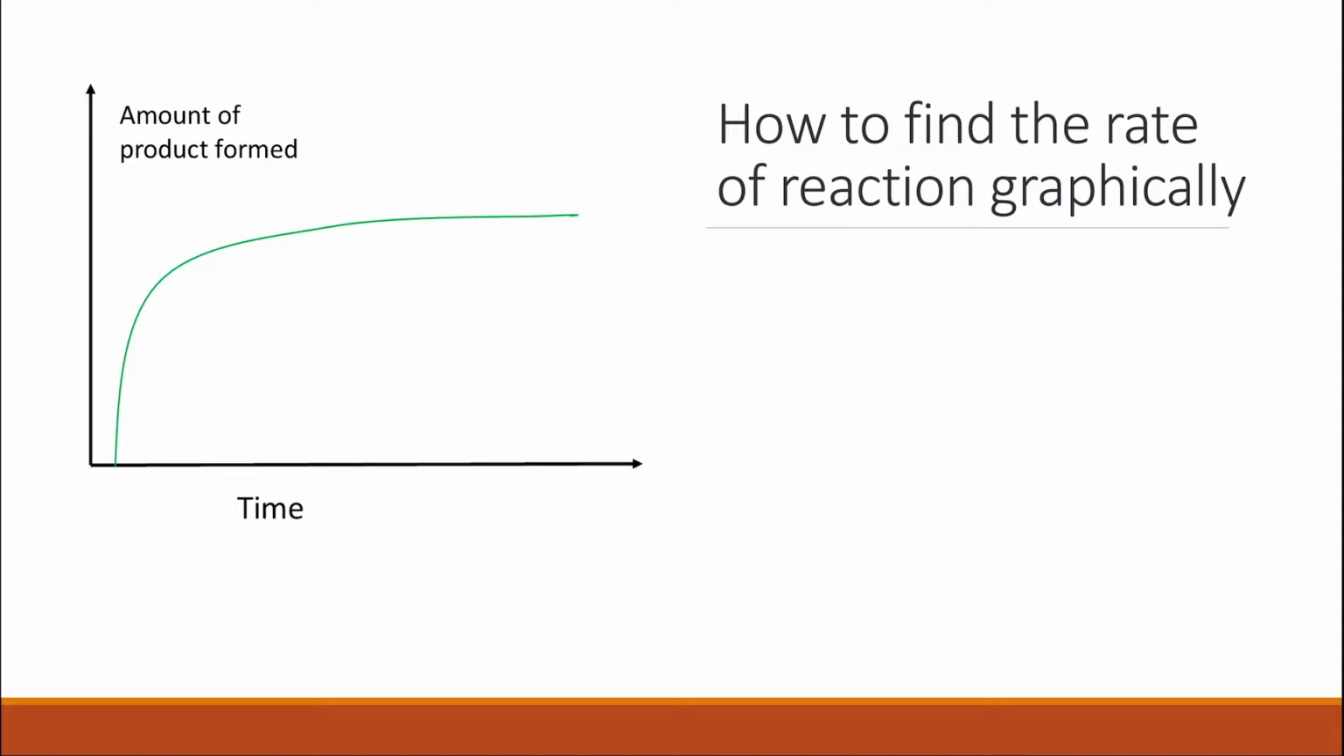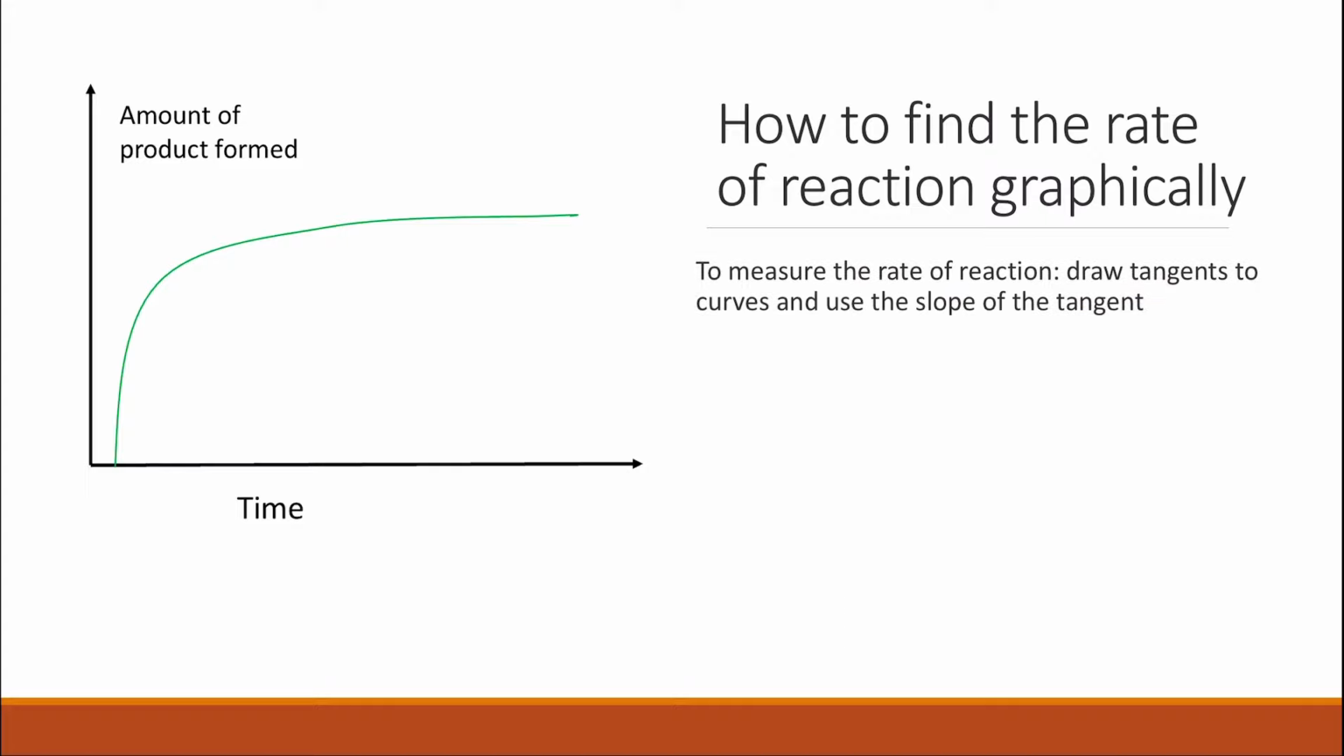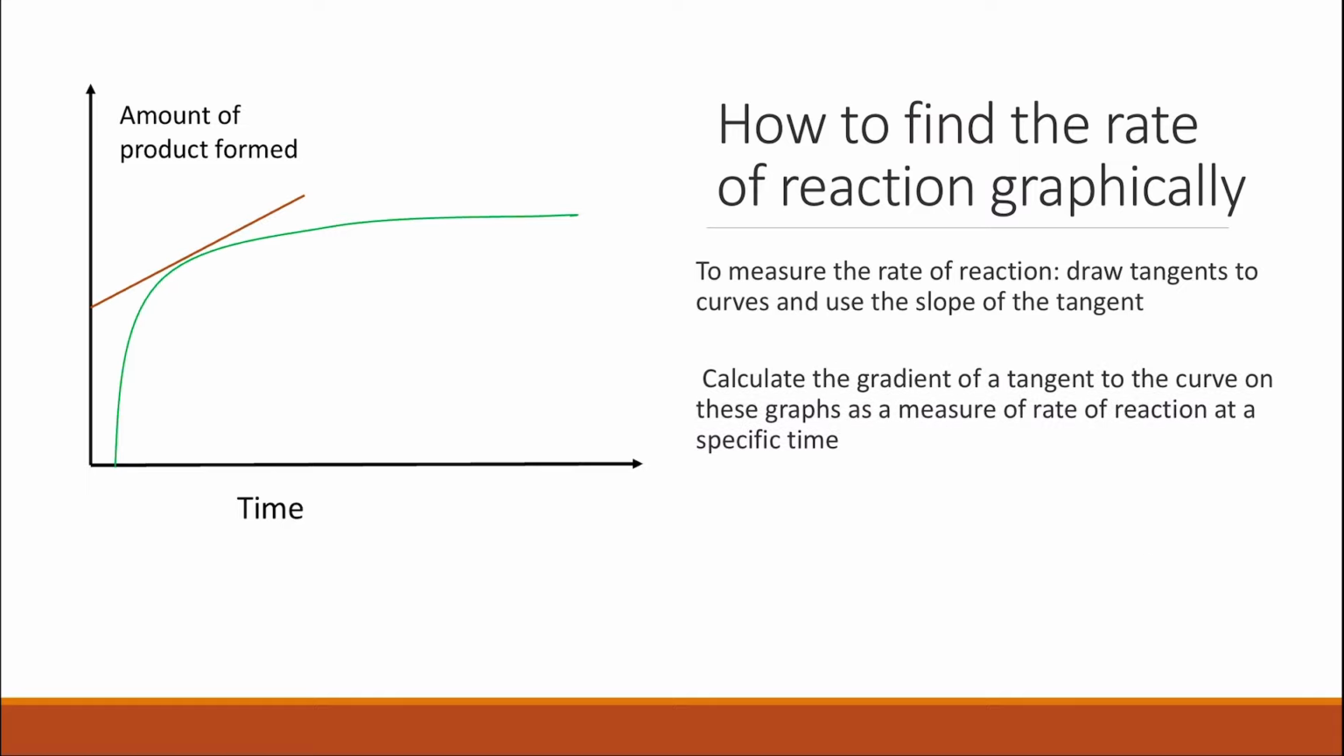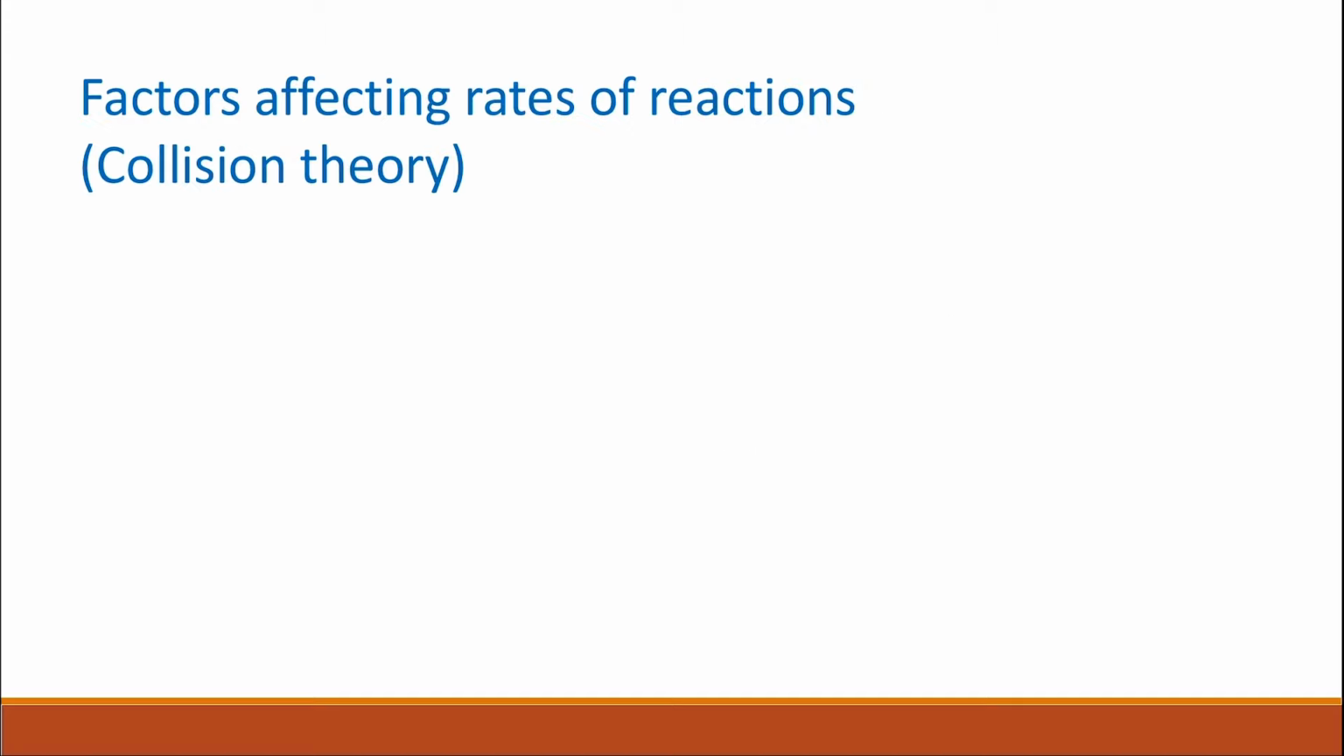You can also find the rate of the reaction graphically, and you can do this by simply drawing the graph which represents the change in the amount of product formed over time or the amount of reactant used up over time. And then to measure the rate of the reaction at a certain point in time, you can draw the tangent at this point, and then you can calculate the slope of that tangent by calculating the change in y and the change in x. The slope or the gradient of the tangent will be the change in y over the change in x, and that's the rate of the reaction.